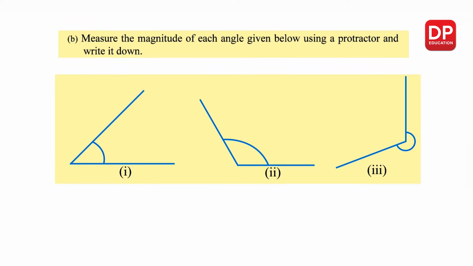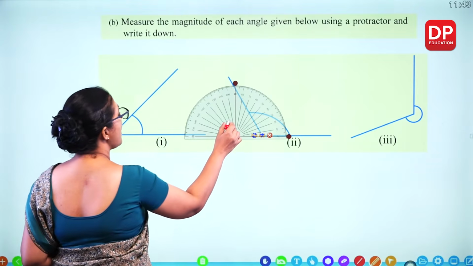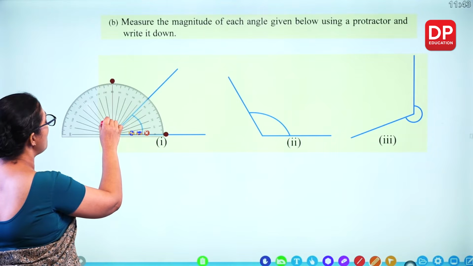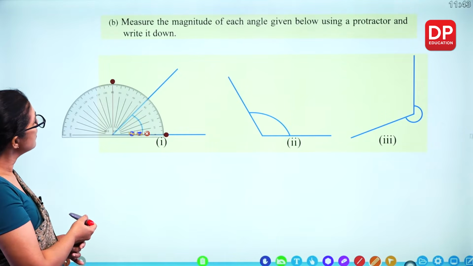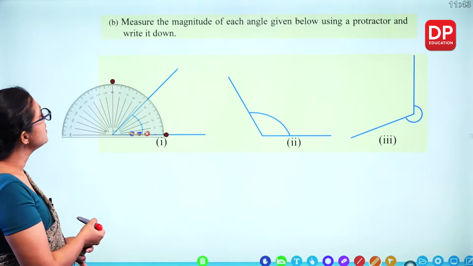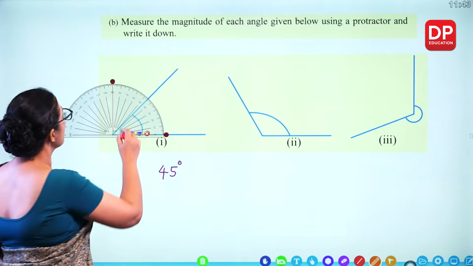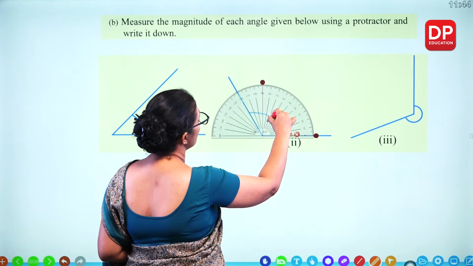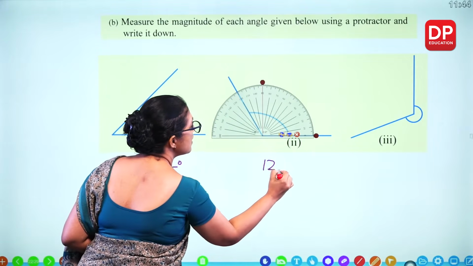Measure the magnitude of each angle given below using a protractor and write it down. So you need a protractor for that. So measure the angle. You keep the 0 point initial value on the vertex and measure the angle. So this is 45 degrees. So 45 degrees is the angle. What about this one? This one, here to here, 120 degrees.